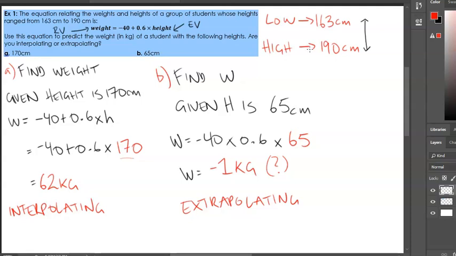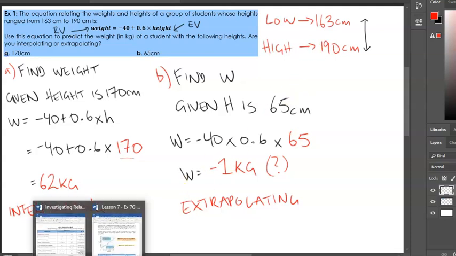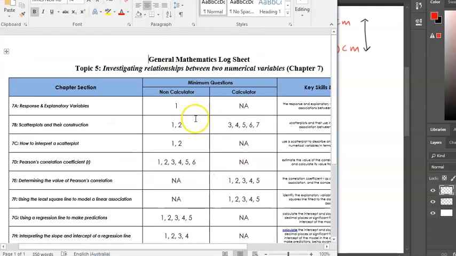This concludes this exercise. The log sheet for this is 7G using a regression line to make predictions. All you will need to do is questions 1 to 5. There are no calculator questions required, however you can use your calculator to help you out.